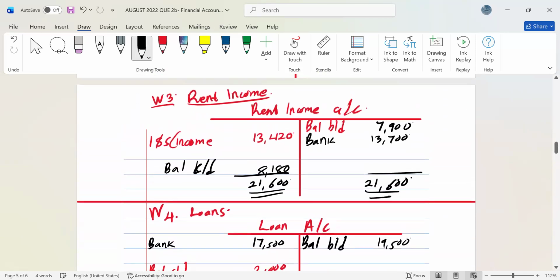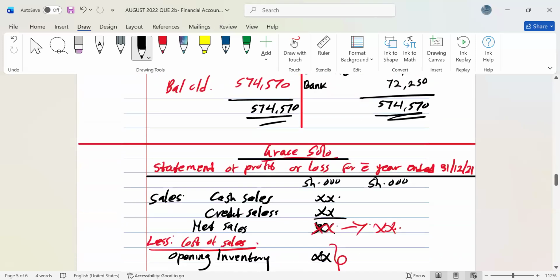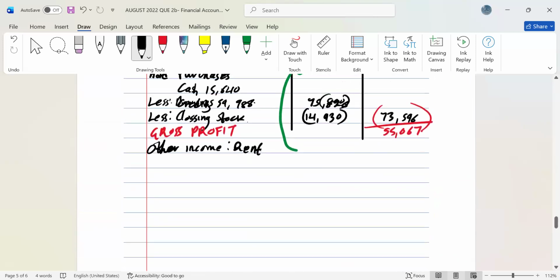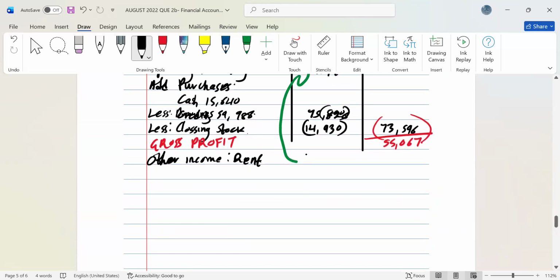It was 13 from rent income. How much was it? 13 for 20. So we can have our 13 for 20 here. Another income will be discount received. How much of the discount received? Discount received was 886.